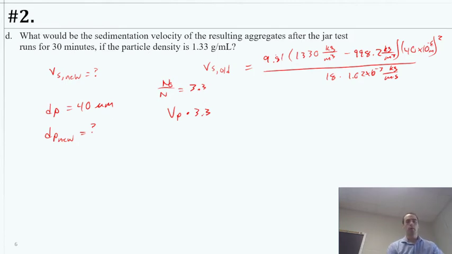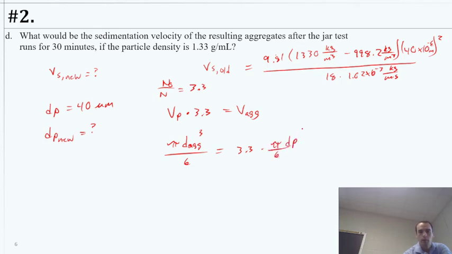They formed these larger particles. So the volume of an initial particle times that 3.3, or times the n naught over n, should be equal to the volume of the aggregate. So that's the way we can compare, and we can set that up and say, let's say, I'm going to flip these backwards because that's the way I have it in my notes. Pi times the diameter of an aggregate cubed over 6 is going to be equal to 3.3 times pi over 6 times the diameter of the initial particle cubed.